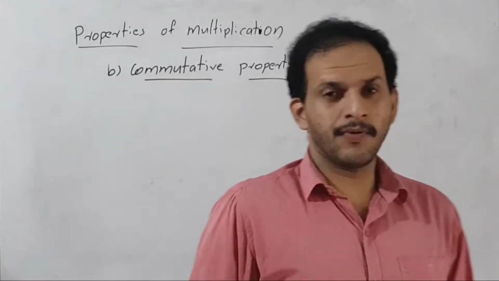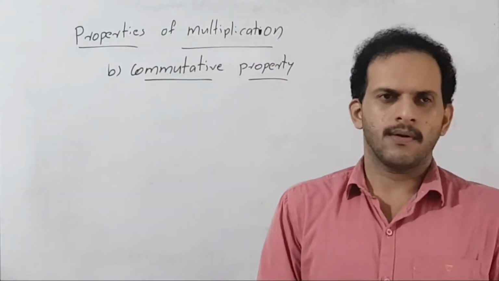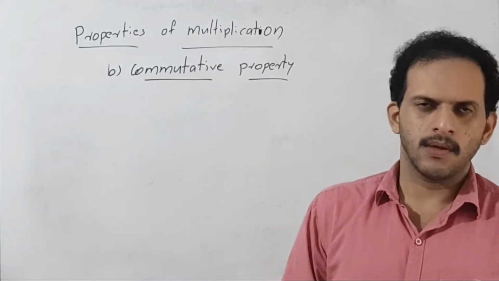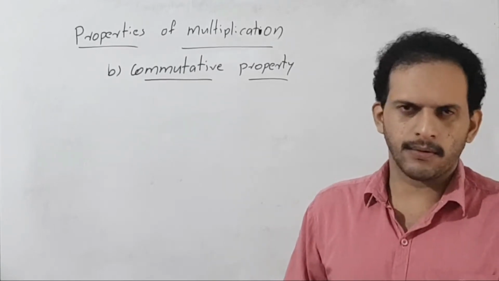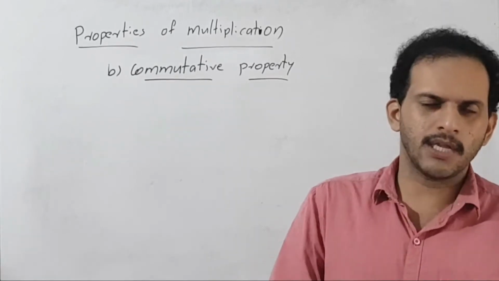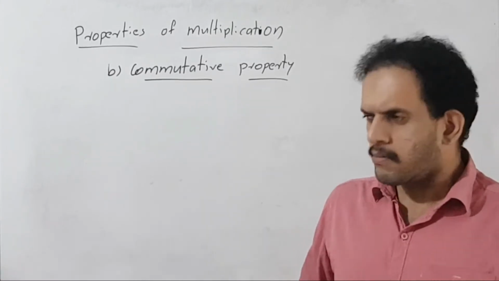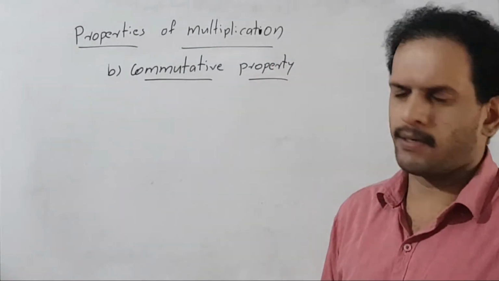Okay. Next we are discussing the second property, commutative property. As with addition, we are checking the commutative property. We checked already the commutative property in the case of addition and subtraction. So we concluded addition satisfies the commutative property but not subtraction. Correct? Then here we check the commutative property in the case of multiplication.